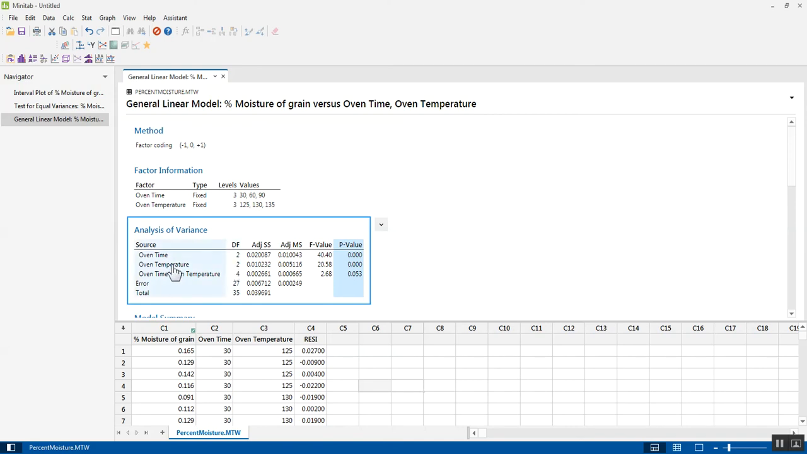Then for oven temperature, we can see that we've rejected the null hypothesis that there's no significant difference in the percentage moisture content of the grain across the factor of oven temperature.